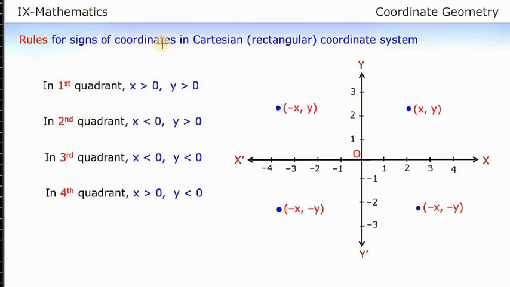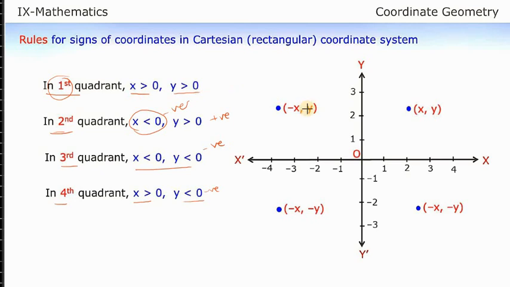So, rules for the sign of coordinates in the Cartesian plane, or Cartesian coordinate system. In the first quadrant, x and y are both greater than 0, both positive. In the second quadrant, x will be negative and y will be positive. In the third quadrant, x and y are both negative. In the fourth quadrant, x is positive and y is negative.